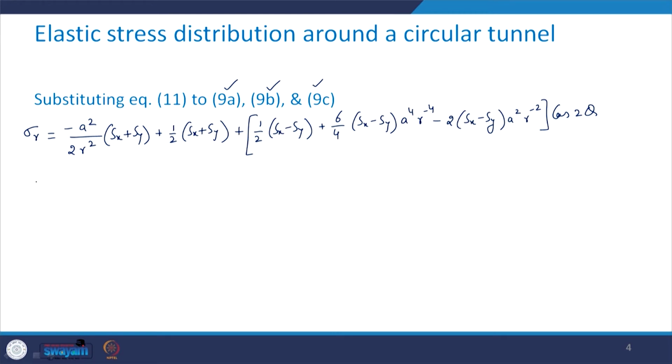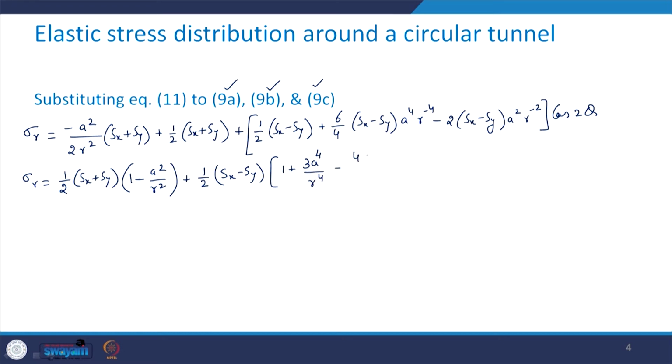Further simplification will give me sigma r as half Sx plus Sy into 1 minus a square upon r square, plus half Sx minus Sy into 1 plus 3a to the power 4 divided by r to the power 4 minus 4 a square upon r square, into cos of 2 theta. Write it as equation number 12a.